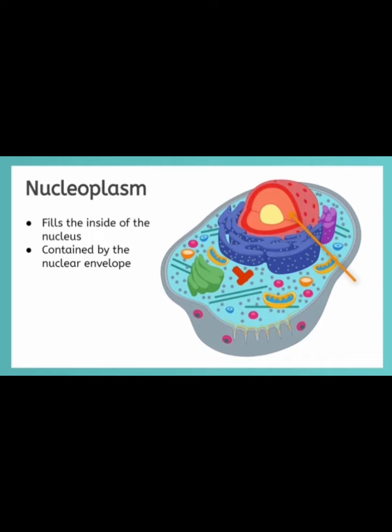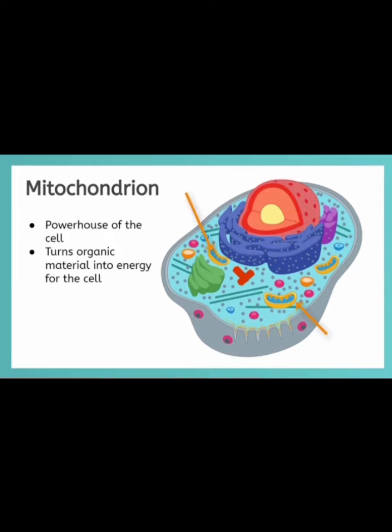Nucleoplasm is a type of protoplasm that is composed of thick fluids and constitutes chromatin fibers made of DNA, usually found in the nucleus of eukaryotic cells. Mitochondria are membrane-bound cell organelles that generate most of the chemical energy needed to power the cell's biochemical reactions.